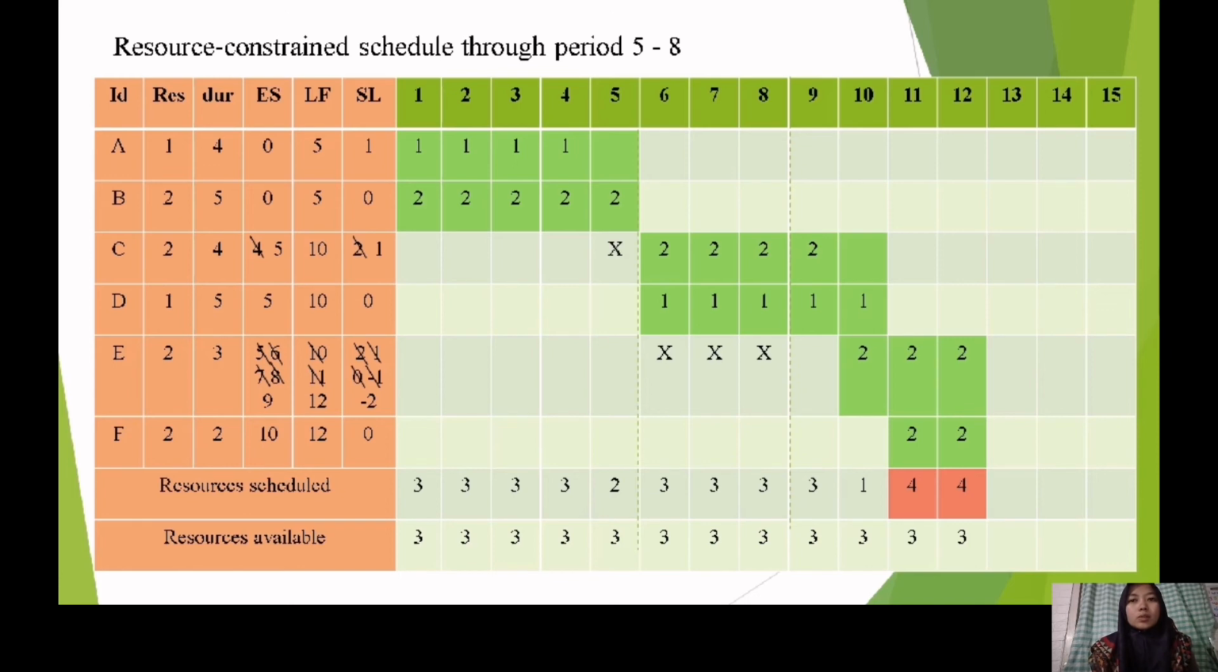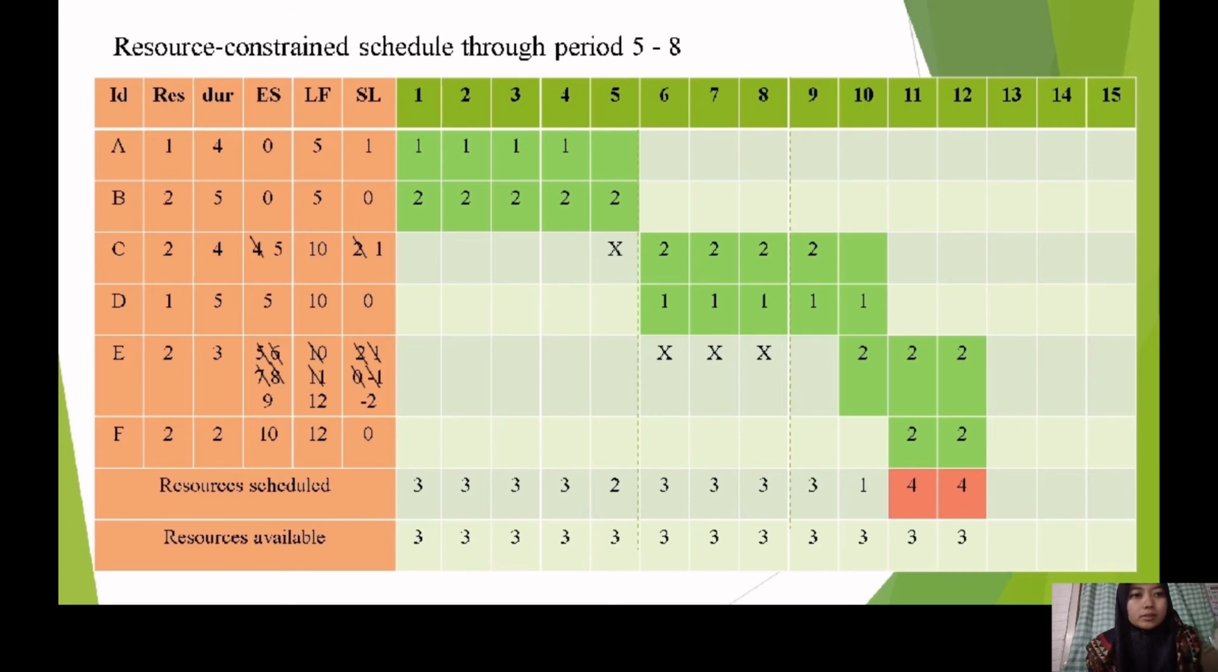After that we sum again the resource scheduled for each day, and we can see that for day 11 and 12 the resource schedule exceeds the resource available. Then we have to make a resource constrained schedule again through the period in the next slide, which will be continued by my friends.